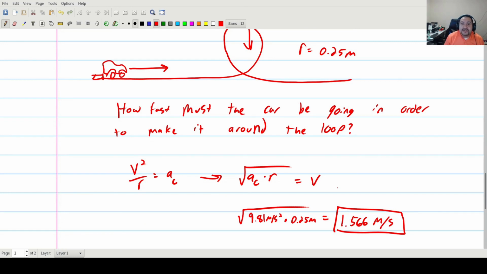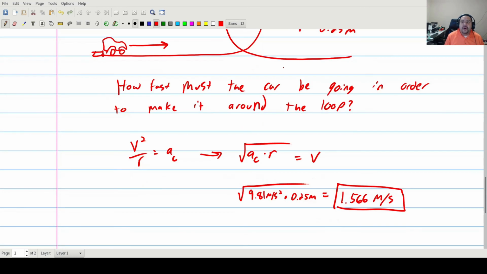If ever you find yourself in one of these situations, the key is to go faster. The faster you go, the more likely you are to make it around that loop. So that's really all there is to it as far as centripetal force and centripetal acceleration go.